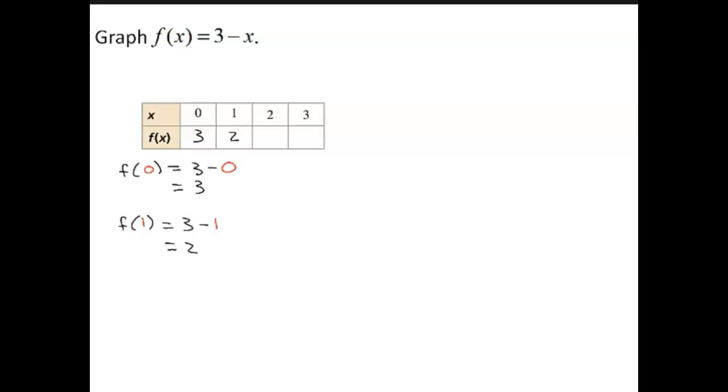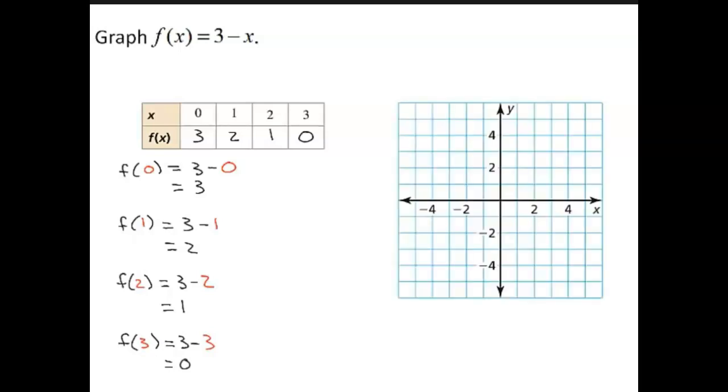To find the value of f of x when x equals 2, substitute 2 for x in the function. 3 minus 2 is 1, so f of 2 equals 1. So when x equals 2, f of x equals 1. To find the value of f of x when x equals 3, substitute 3 for x in the function. 3 minus 3 equals 0, so f of 3 equals 0. So when x equals 3, f of x equals 0. To graph the function, you want to plot the ordered pairs (0, 3), (1, 2), (2, 1), and (3, 0). Then draw a line through the points.